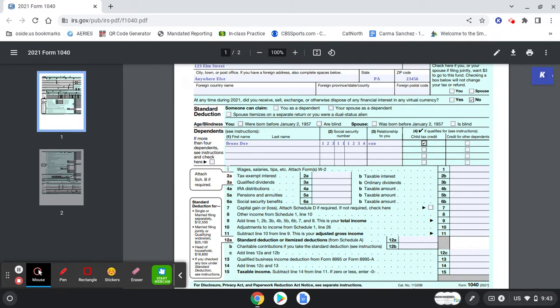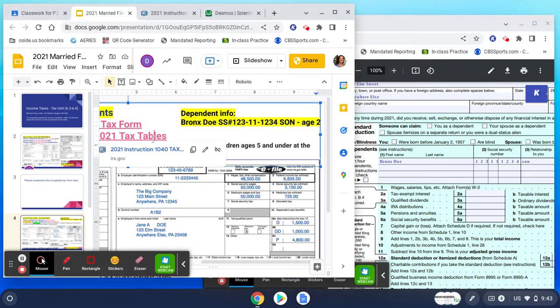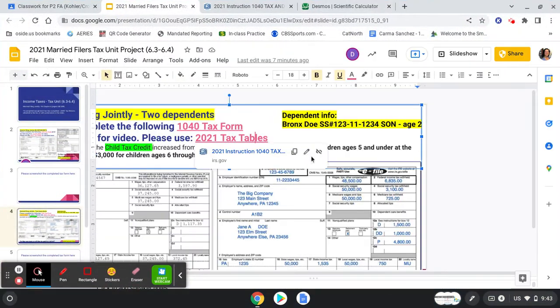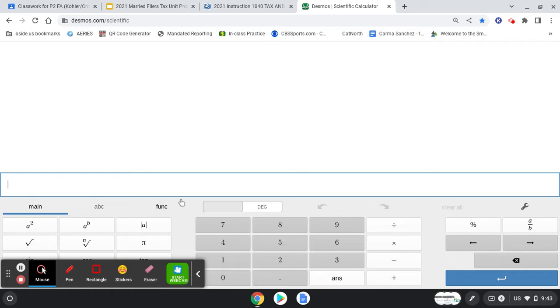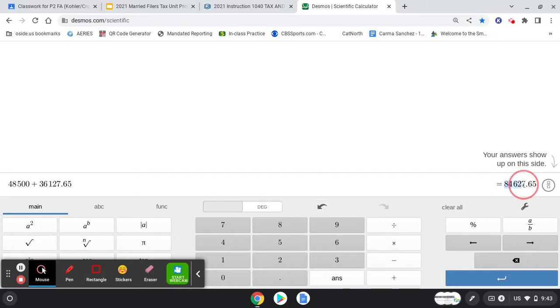Okay, just like the last tax return, your wages, salaries from box 1 of both W-2s are going to be combined this time. So going over here to look at how much did they make, we've got 48,500 from Jane Doe and 36,127.65 from John. So their combined income is 84,627 and 65 cents.